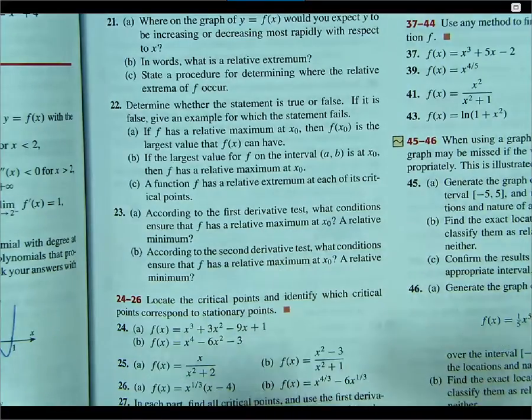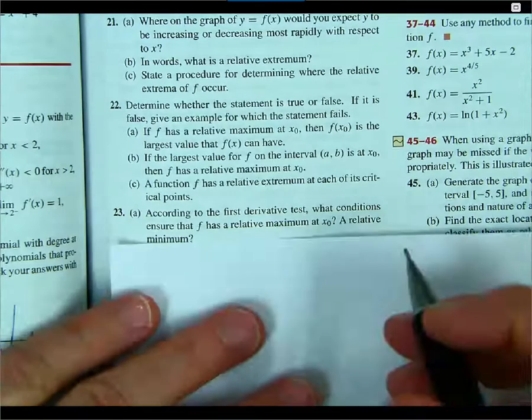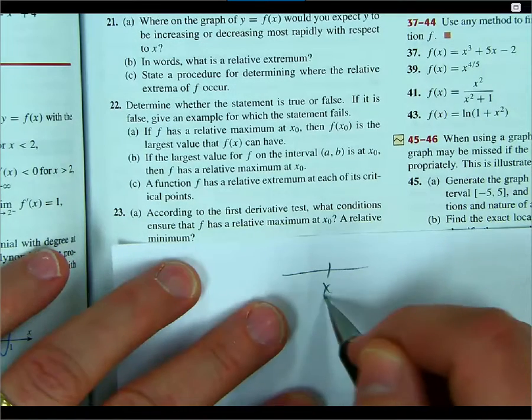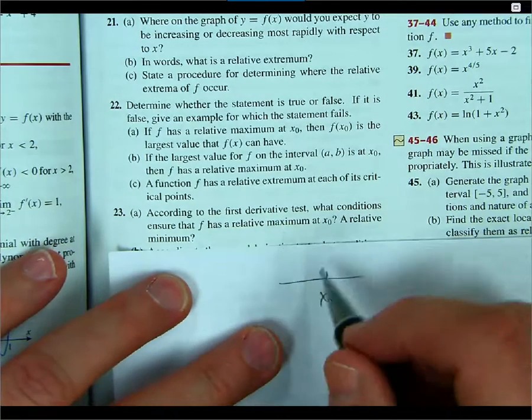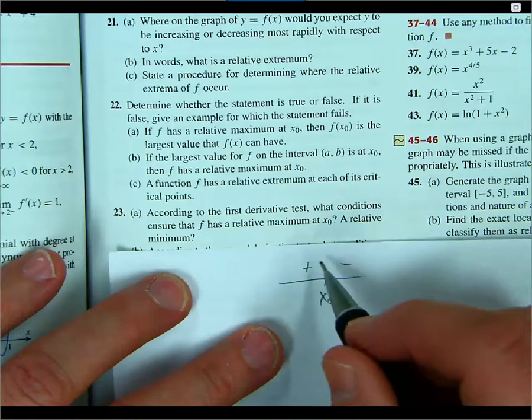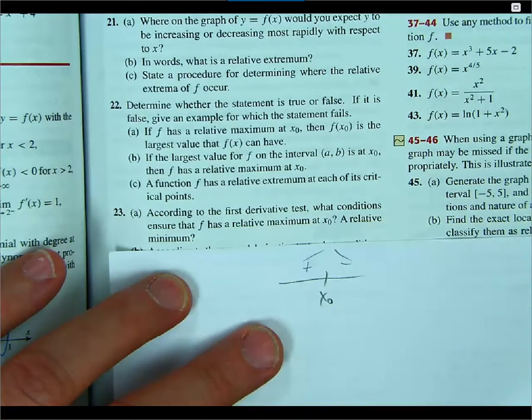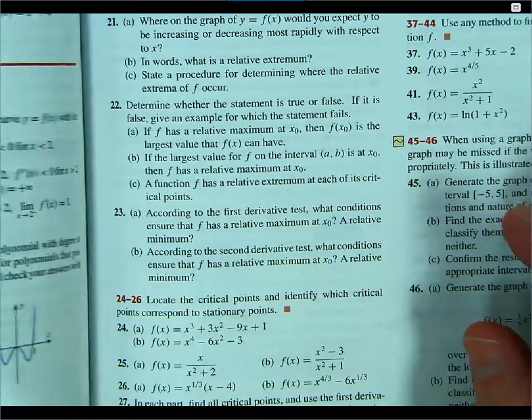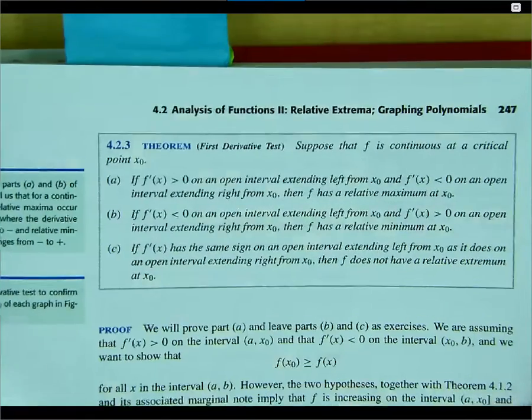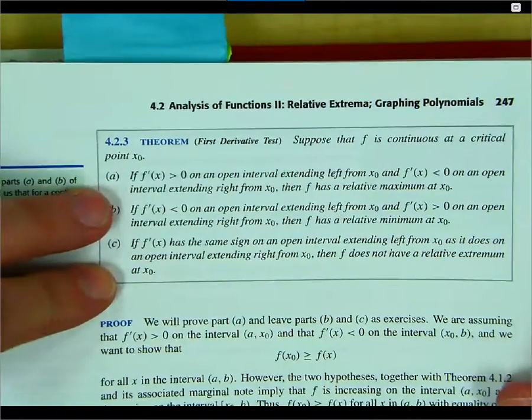In other words, if this is x sub 0 right here, and it's a maximum, it better be positive here and negative there, as in going up and then coming back down. I believe I have it marked in the book. Let me take a look. Yes. Check it out. Here's the first derivative test straight out of the book. And we copied our version down into our notes as well.